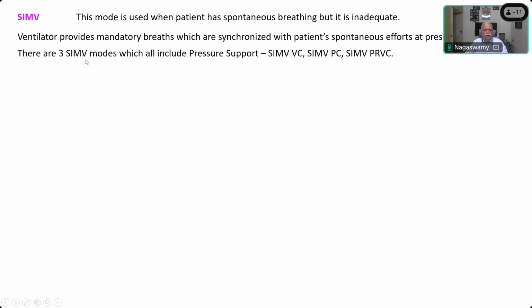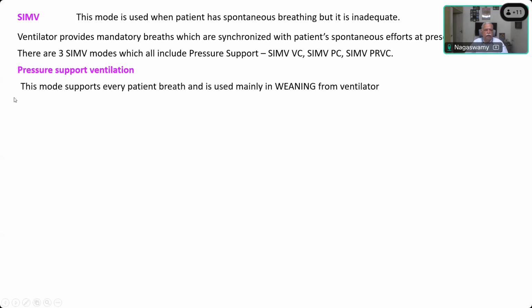There are three SIMV modes which include pressure support, and these are called SIMV with volume control, SIMV with pressure control, and SIMV with PRVC. So what we saw in the earlier slide, all the three modes can be incorporated with synchronized intermittent mandatory ventilation also.